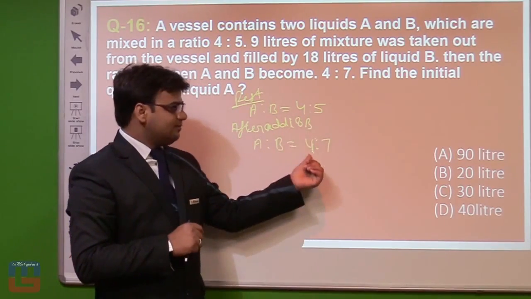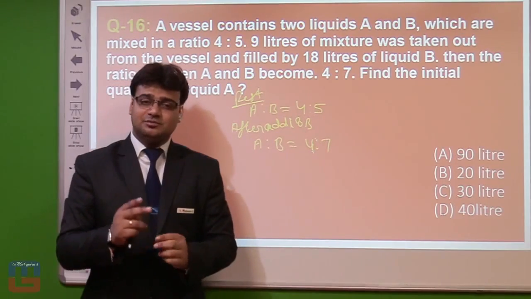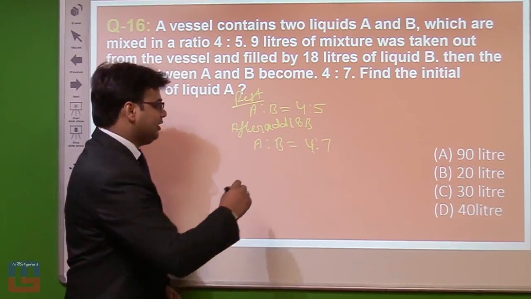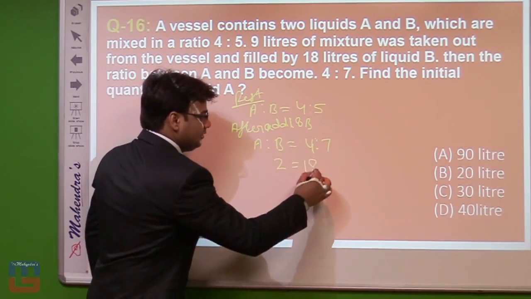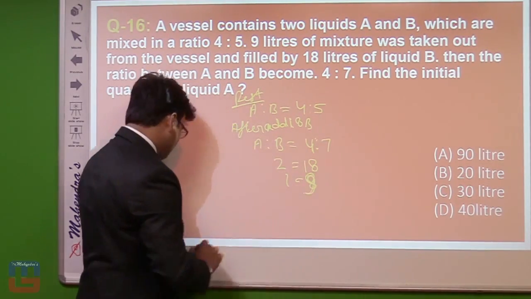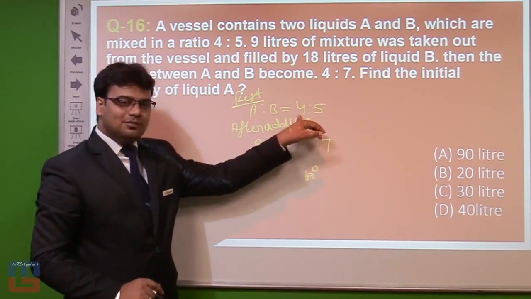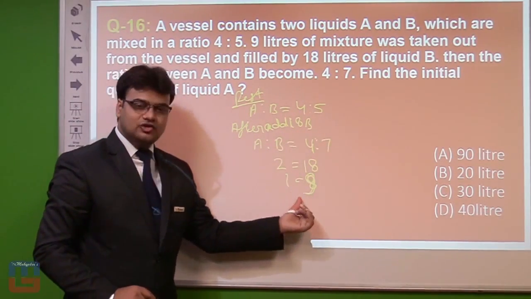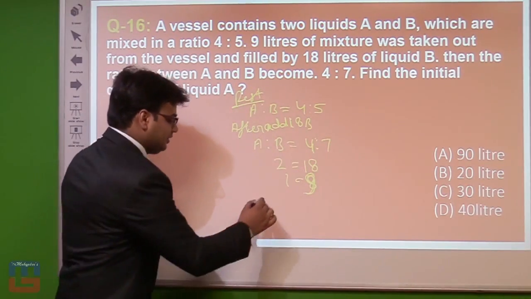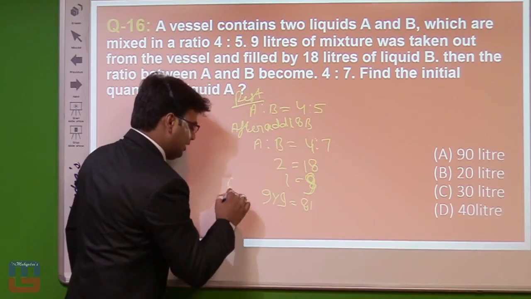Here A is the same. The change in B is how much? 5 to 7. That means the change is 2 units, and 2 units is here 18. That means 1 is equal to 9 units. And here the rest of the mixture is how much? 4 plus 5, that is 9. Here 1 ratio has value 9, so 9 nines are 81. That means the rest of the mixture is 81 liters.